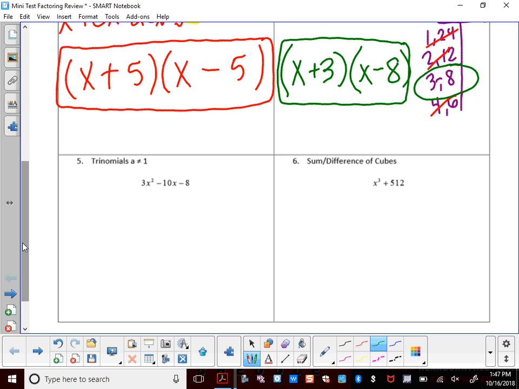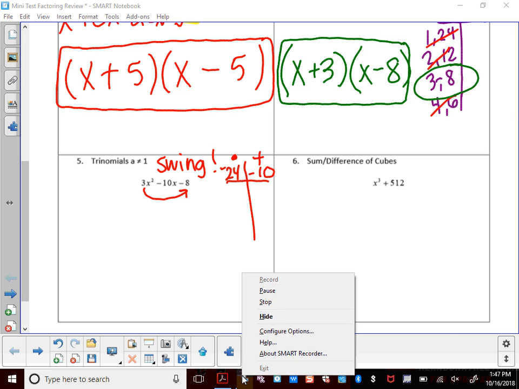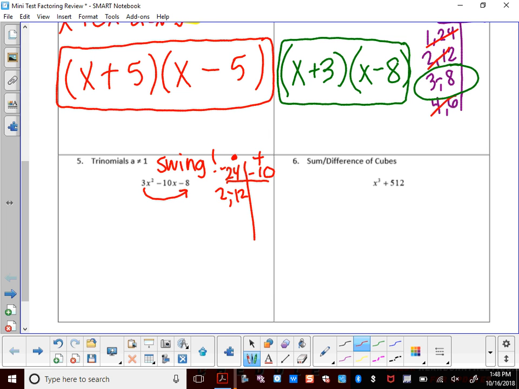All right, number 5. When the number that's leading is not 1, do I have a GCF here between 3, 10, and 8? No. So I have no choice but to swing. When I swing my first number, I now need two numbers that multiply to give me negative 24 and add to give me negative 10. Take a second to think about that one. So the 12 gets a negative, right? We need a negative 10 if we add them.